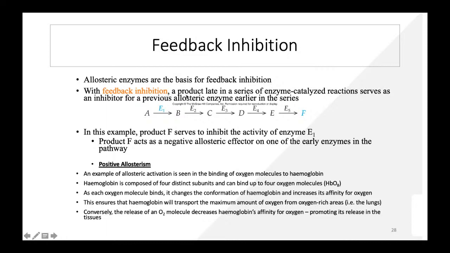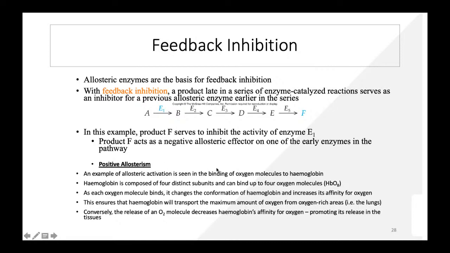With feedback inhibition, a product late in a series of enzyme-catalyzed reactions serves as an inhibitor of the allosteric enzyme early in the series. So you have enzyme E1. A gives rise to B, B gives C, then D, E, and F. So this product F could be the negative feedback inhibitor for enzyme 1. If it is attached to E1, it will not let B be produced, so further reaction will not happen. So this will be your negative feedback allosterism. Then there is positive allosterism.